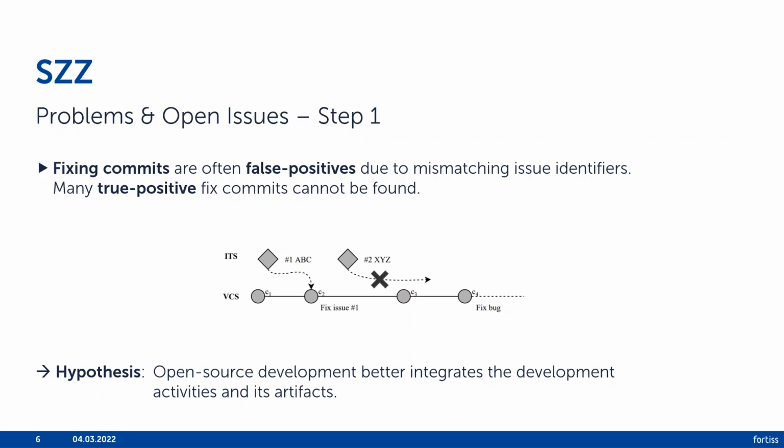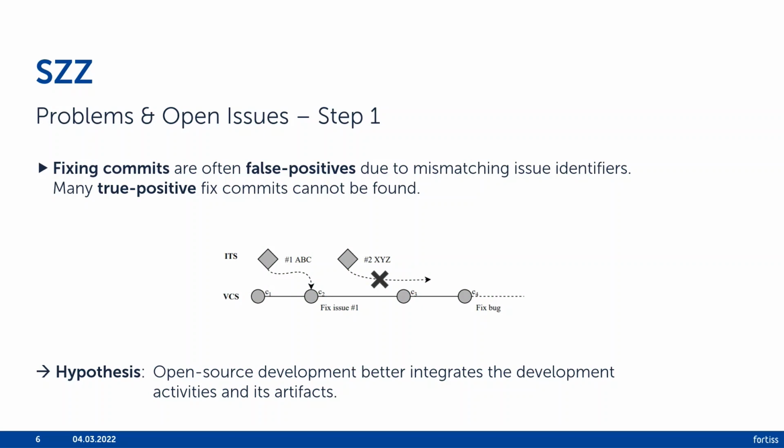This can be seen in the image here. So for the issue number 1, we can clearly see that there is a commit that fixes this issue in the version control system. However, for the second issue, we don't have a reference in the commit message, and therefore we cannot trace this fixing commit.